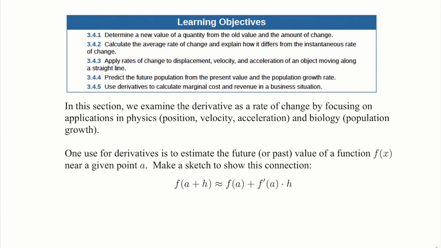We'll talk about the difference between average rate of change and instantaneous rate of change, which we've already talked about a little bit. Again, we'll apply these rates of change to displacement, like change in position, velocity, and acceleration for objects moving on a straight line. And we'll predict future population from present value with population growth rate. Although there is this objective in this section in the book, we are not going to look at the business applications.